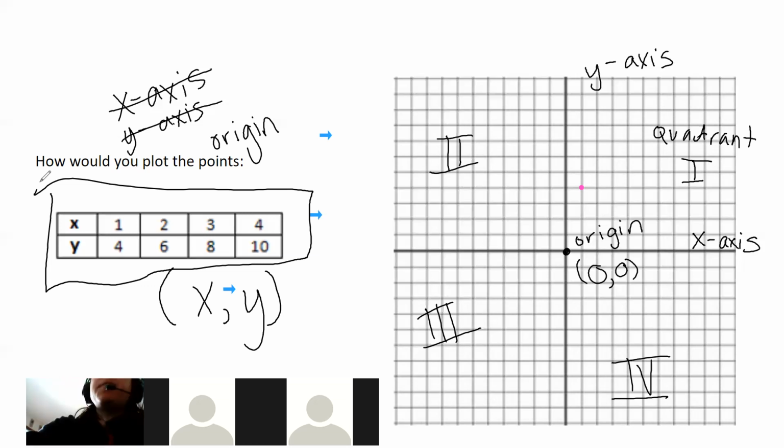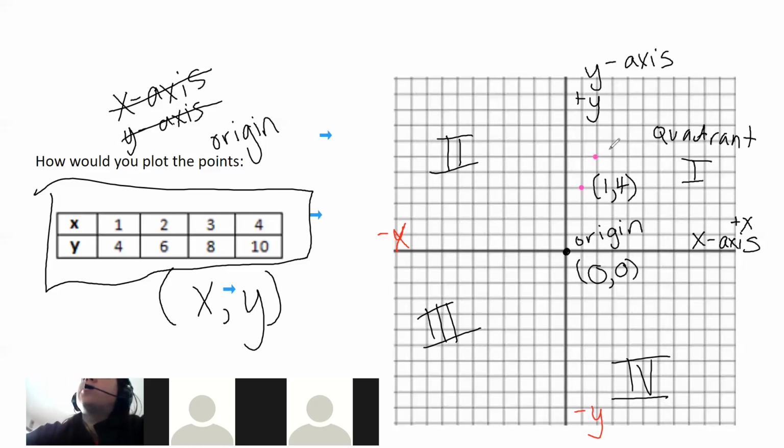Yeah, very good. We would say it is the point 1, 4. So I would start at the middle and I go over to 1 on the X and then up 4 on the Y. So this is 1, 4. And remember, this is positive X, positive Y, and then down here is negative X and negative Y. Okay, good. What would my next point be?